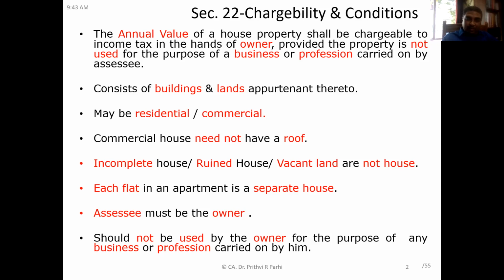And again, I repeat that condition that the house should not be used by the owner for the purpose of any business or profession carried on by him. If the business or profession is carried on by someone else, then it is taxable. But if he himself is carrying on business there, then he has to pay tax on his business income, not on the annual value of the house property. So these are the few concepts which are important to us before proceeding forward. I think these are clear to you.